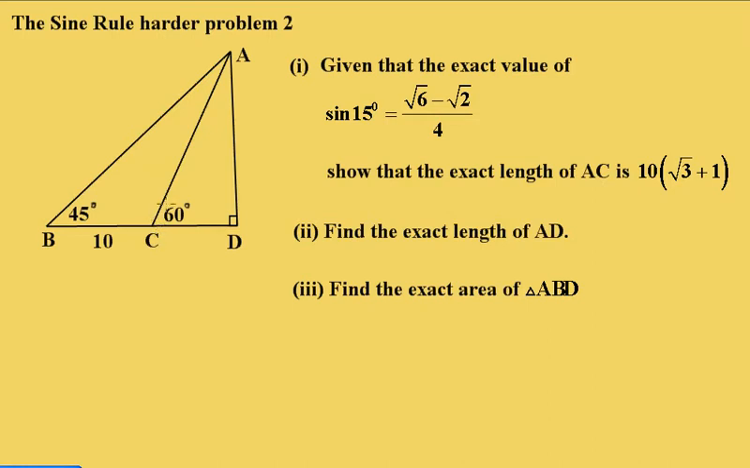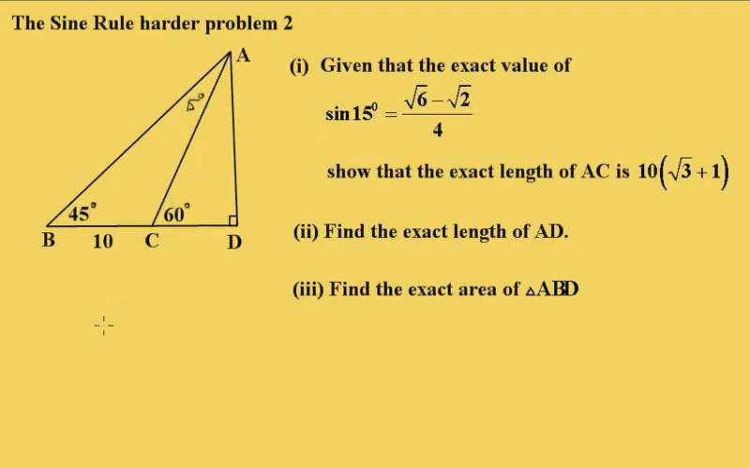Before we can start this, we need to get a bit of information on that triangle ABC, because we're going to use the sine rule. Now we know that the exterior angle of a triangle is equal to the sum of the two interior opposite angles. So this angle up the top here must be 15 degrees. 15 plus 45 is 60. Now we're set to go.